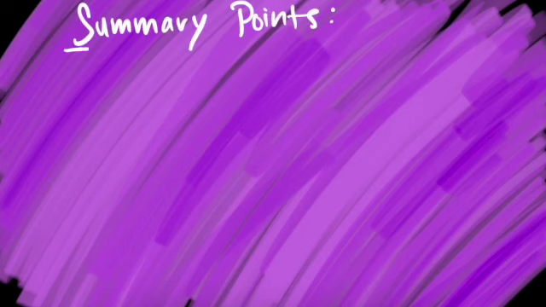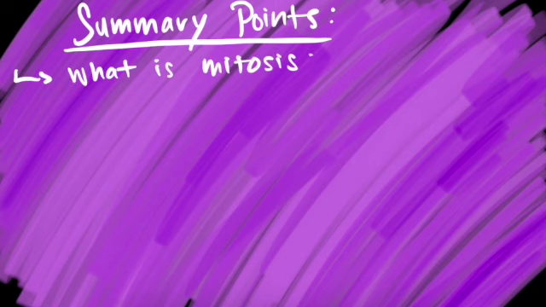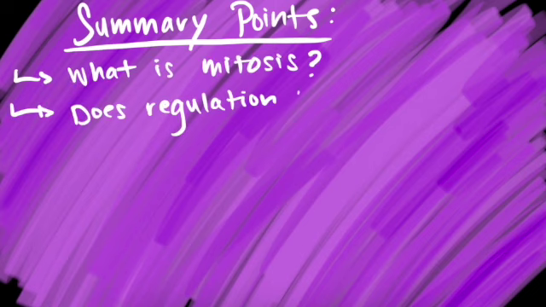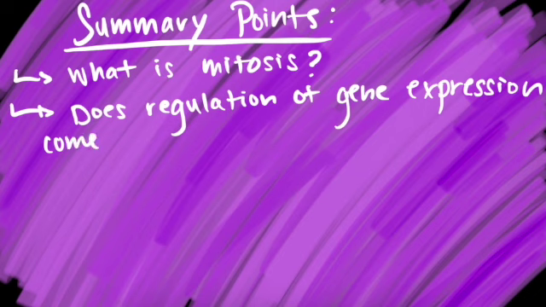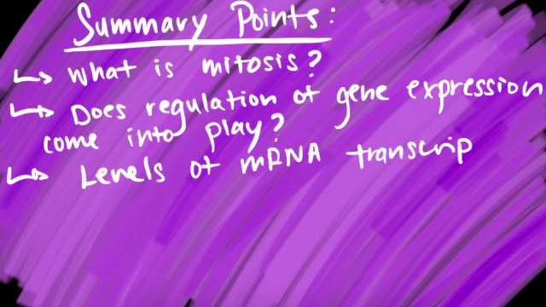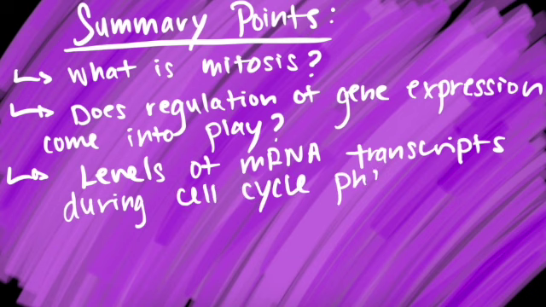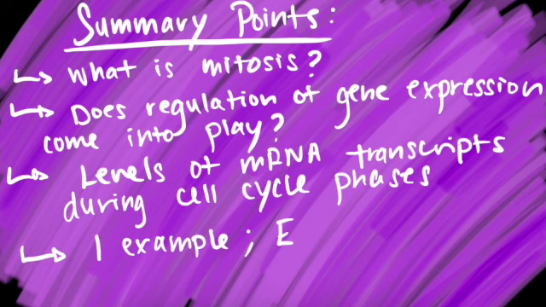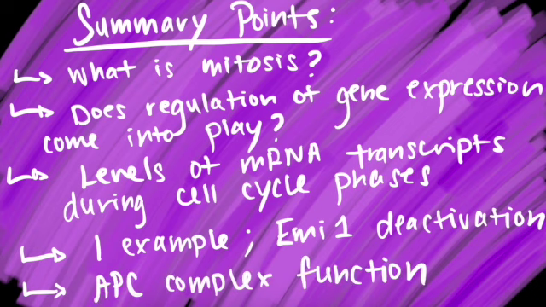I will now quickly go over the key summary points that I will further discuss during my presentation that I noted in the article. I will go over what is mitosis, does regulation of gene expression come into play, levels of mRNA transcripts that are present throughout the cell cycle phases, one example which is the EMI1 deactivation, and the APC complex function.